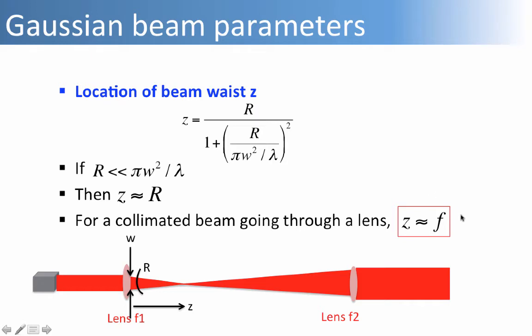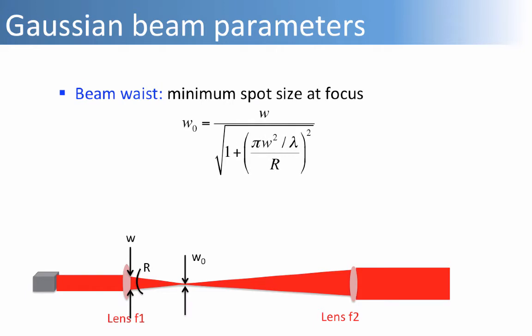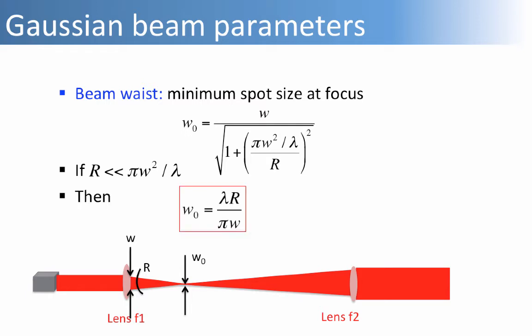I'm trying to box the important equations here that we're getting to. And our last equation is the beam waist, where we have this complicated expression for the beam waist, but given normal conditions, our beam waist is equal to lambda r over pi times w. We're going to ask a pre-lab question that relates to this equation, so take note of that expression.